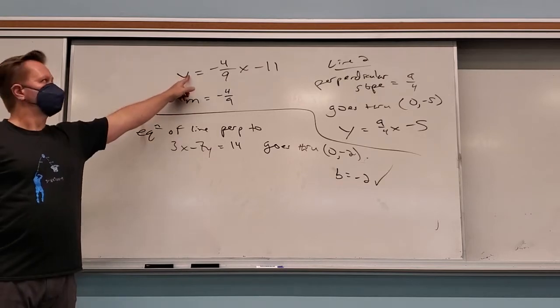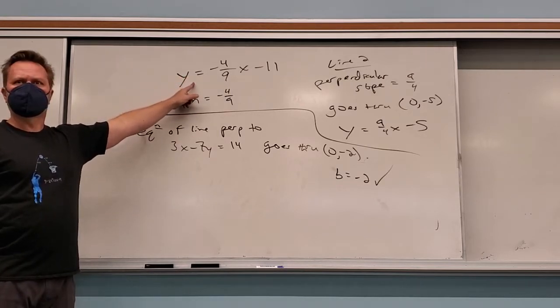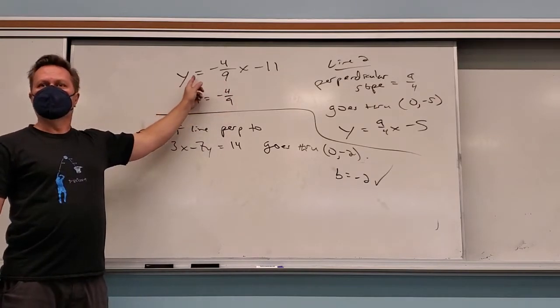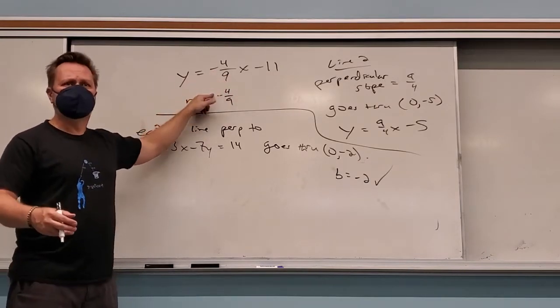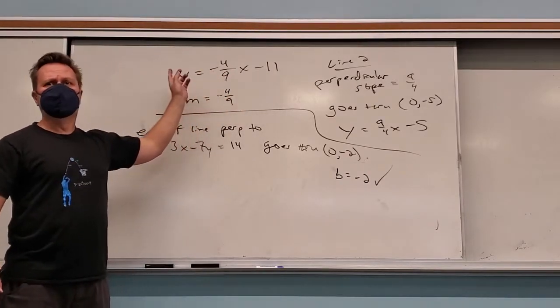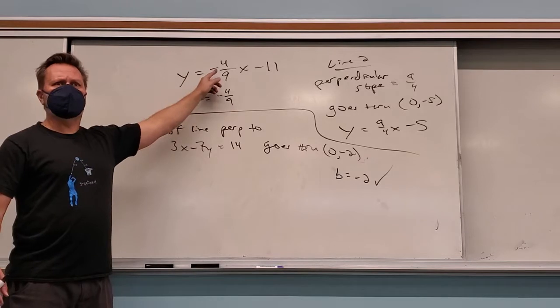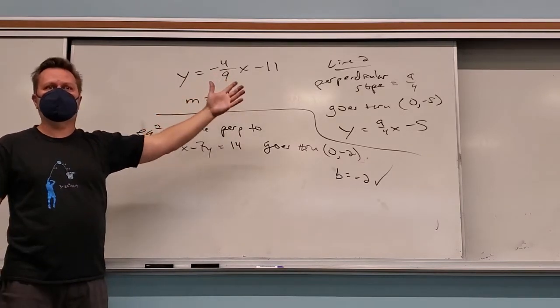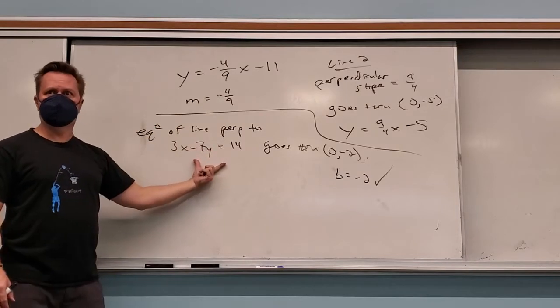Why was this easy? Why did you guys tell me the slope so quick on this one? Why can you just see it? Because what form is this in? y equals mx plus b, correct? And that's why you just went, well, of course, negative 4/9 is the slope. It's in the right place. Can you do that for this?